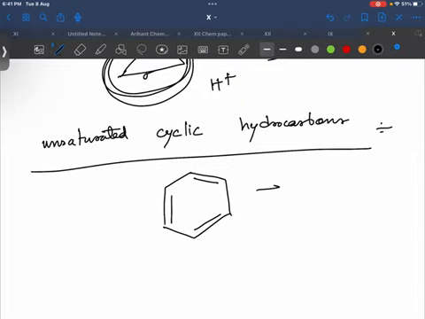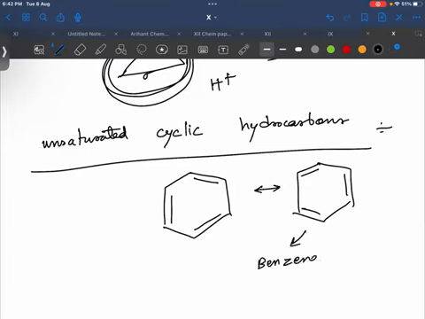You can also represent benzene like this. Both are the same. This is a typical example of an unsaturated cyclic hydrocarbon. Its name is simply benzene, remember that. The IUPAC name is benzene. Very important. And this is a planar structure.